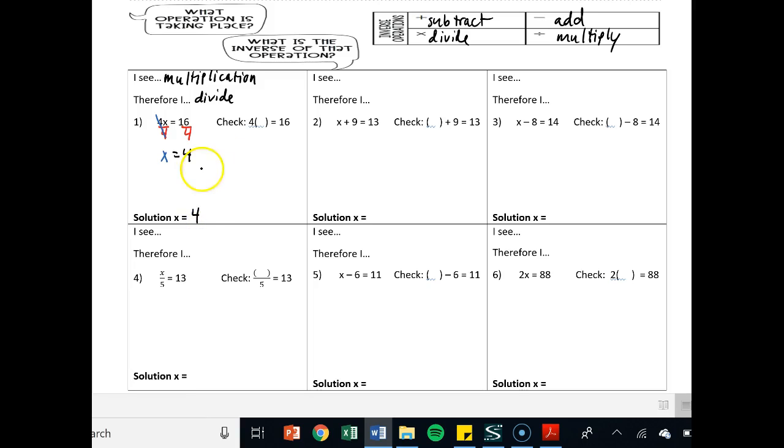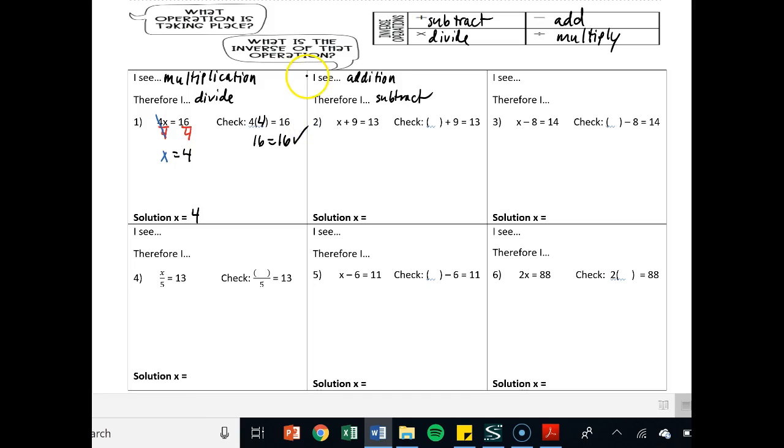Now, I always want to check, so I take my solution and plug it back into the original equation, except this time, instead of x, I plug in 4. So 4 times 4, that is 16. Does 16 equal 16? Sure it does. I know I am correct.